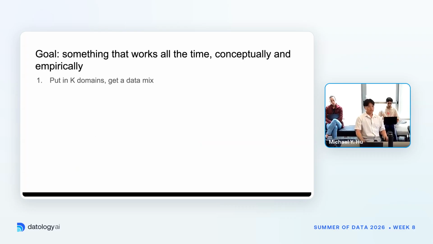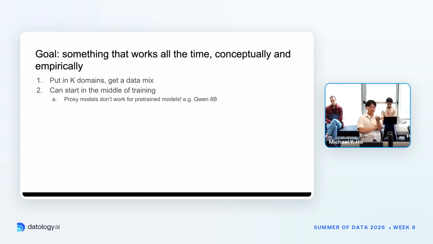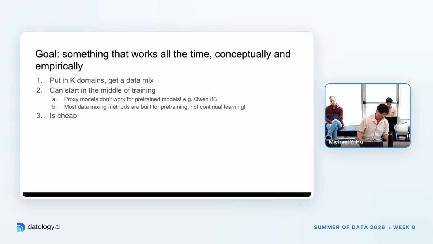Cool. Okay, so that's the background. The goal that we had in this paper was to create an algorithm that would conceptually work all the time. So we want to take K domains and get some data mixture. In particular, we wanted to start in the middle of training, because a lot of these data mixing algorithms are predicated on pre-training, but if you don't want to do pre-training, you still have data mixing problems. Just to give you an example, let's say you were trying to fine-tune YNAP. You had 5 sources, and you wanted to do the proxy model thing. That actually doesn't exist, right? There's no 20 million parameter model that is fine-tuned on the same data distribution as YNAP. So there's a conceptual gap that's not being served that we wanted to fill. And of course, as with other algorithms, we also wanted it to be cheap.